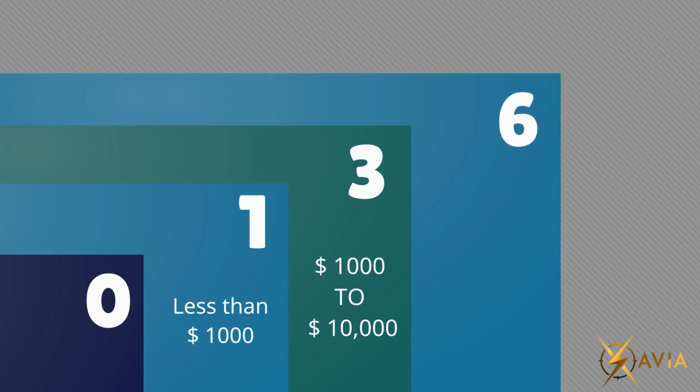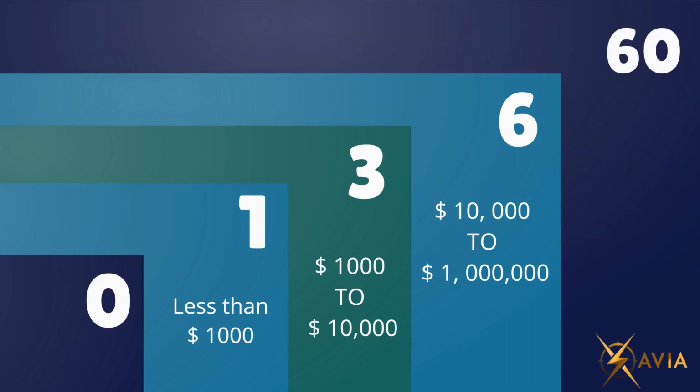6. Enough for large payments between $10,000 and $1 million. 6 is the standard for most transactions to be considered secure. 60. Suggested for large payments greater than $1 million. Less is likely fine, but this is to be safe.